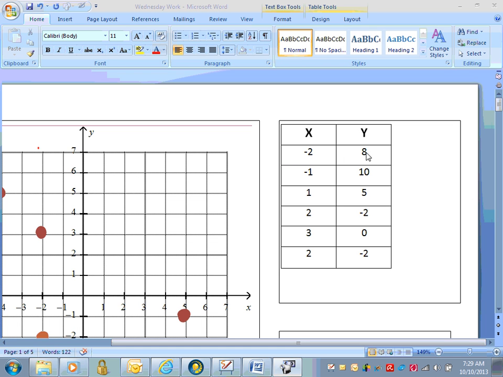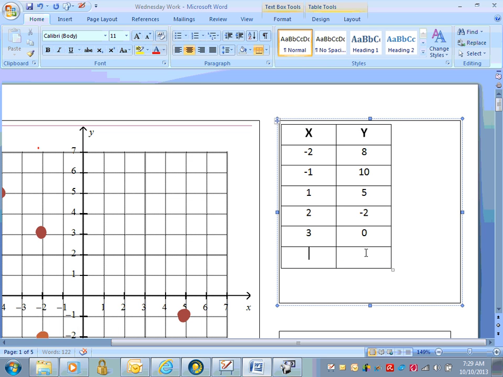So I have -2 and 8, -1 and 10, this, this, and 2 and -2 again. Okay, I see that there is a pair that is there. Okay, I see that these and these are exactly the same. What did I tell you about it?